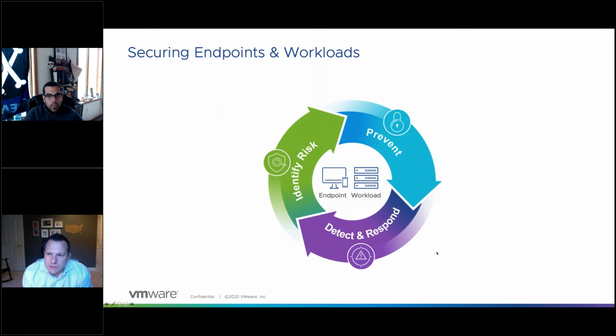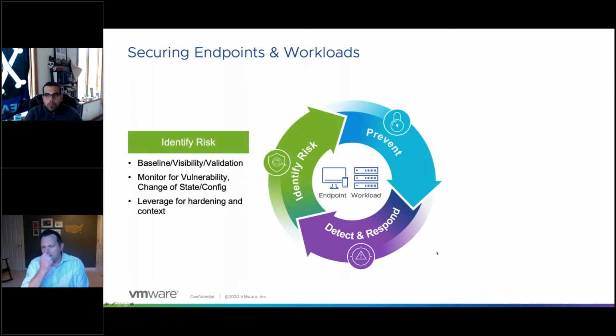Now, when we think about use cases, and this goes for any endpoint or any workload, there's kind of three areas that you need to solve from a security perspective when you're trying to protect your critical assets. The first is around identification of risk.